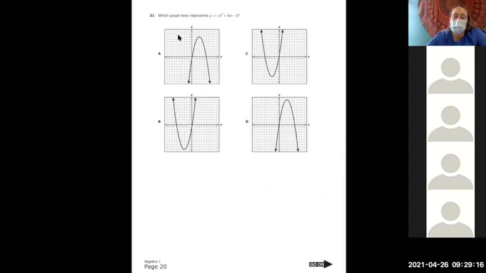Okay, number 21 should be super, super, super easy. So you've got 1 minute to do it on your own. Alrighty, your 1 minute is up.